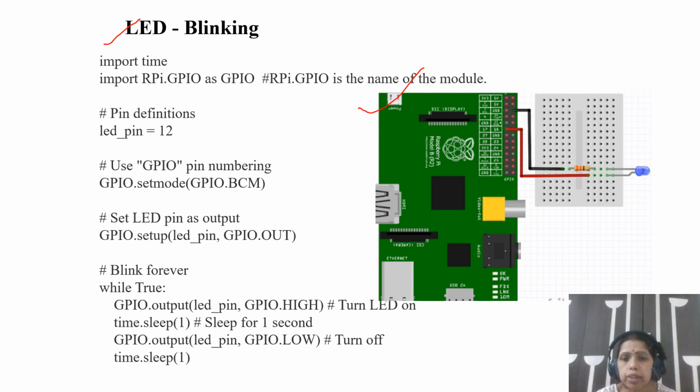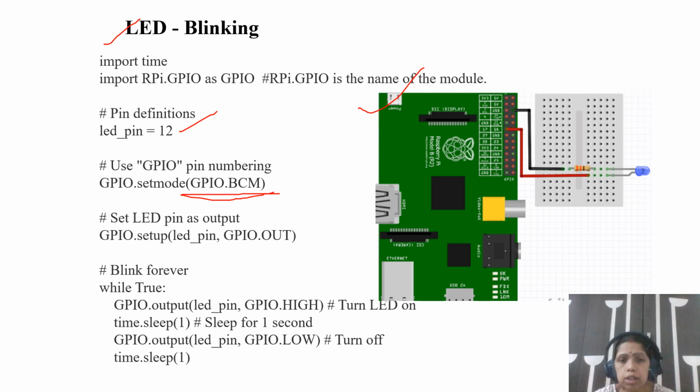Here I have mentioned, as I have already told, that the GPIO pin number and the board pin number are not the same. Suppose LED_PIN is equal to 12. That means it is configuring board pin number 12, not GPIO pin number 12. If you want to use the GPIO pin number, the instruction will be a little bit different. That I will discuss later. First we'll discuss the code.